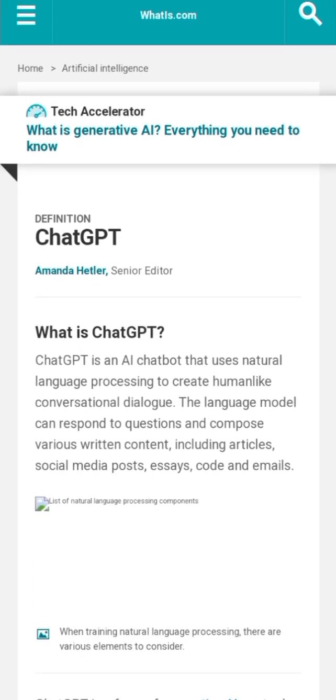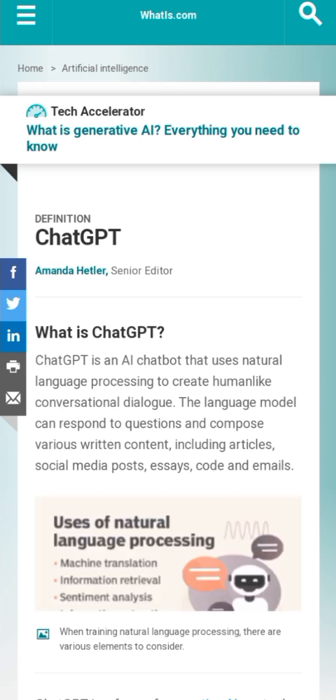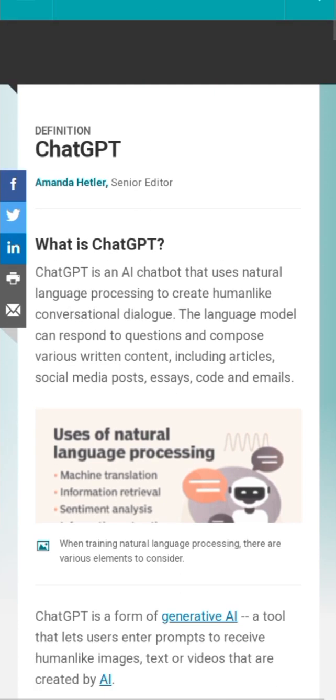ChatGPT is an AI chatbot that uses natural language processing to create human-like conversational dialogue. The language model can respond to questions and compose various written content, including articles, social media posts, essays, code, and emails.